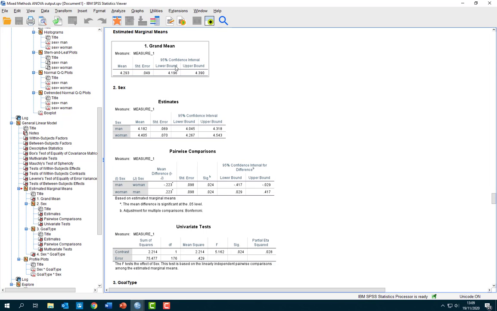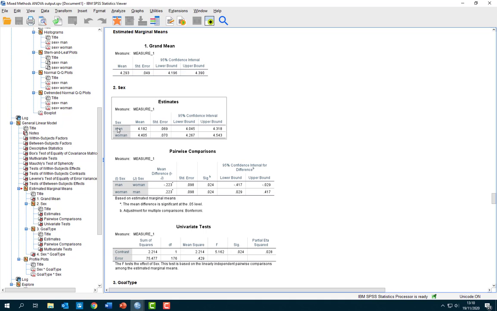Okay, so we've got to pick through this to understand what's going on. The grand mean is just where we've looked at attainment ratings, ignoring goal type and ignoring gender. What's the average for the whole sample just on attainment? And we can see that it's 4.3. So that in itself isn't too useful in this example. But what we are interested in is this estimate here.